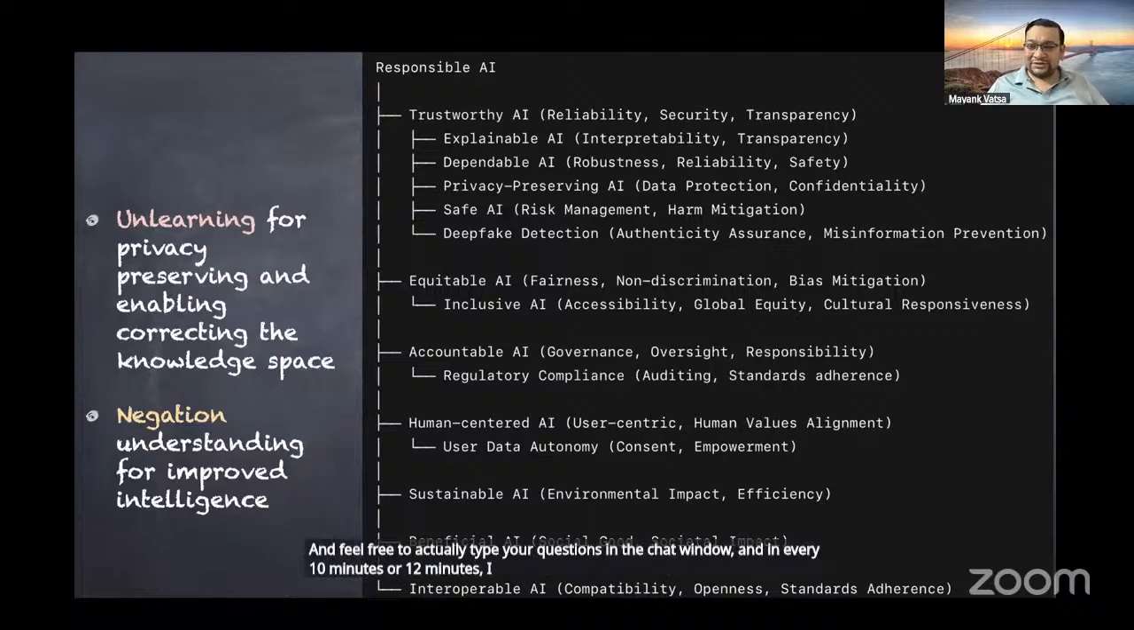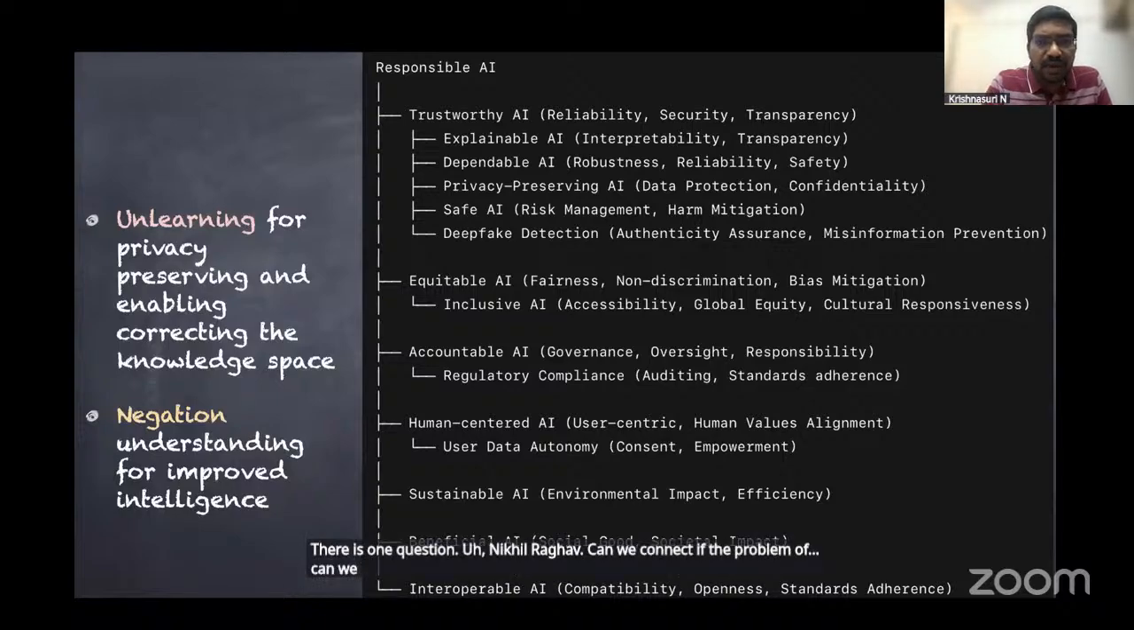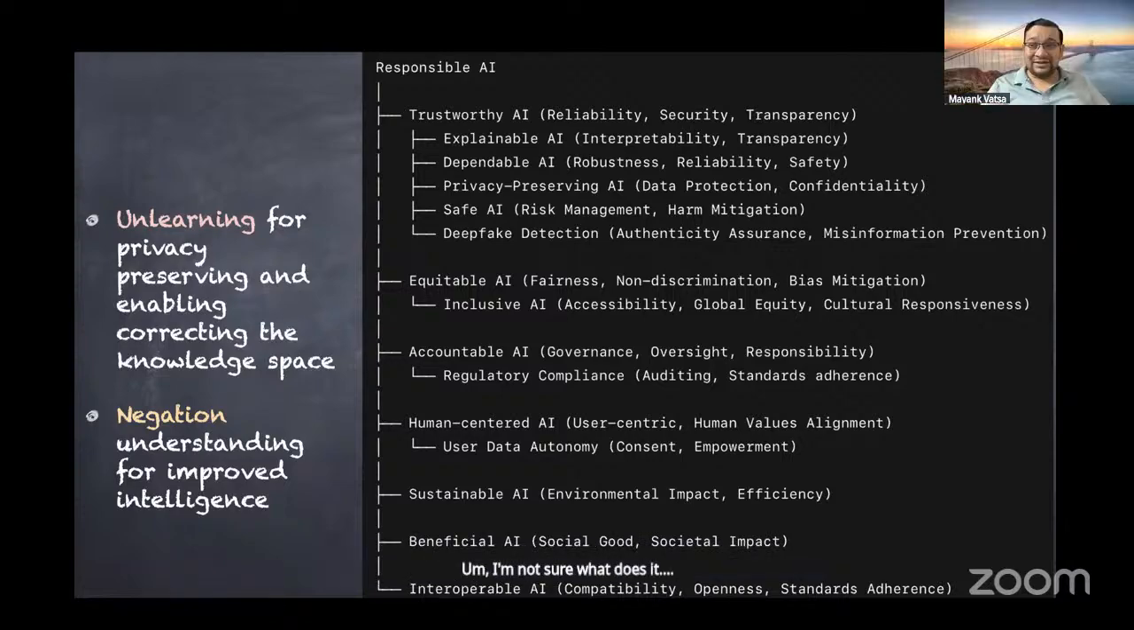Yeah, Professor, there is one question from Nikhil Raghav. Can we connect it with the problem of double descent? I'm not sure what it is. Double, double descent.